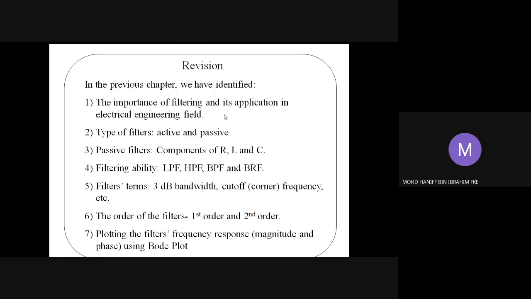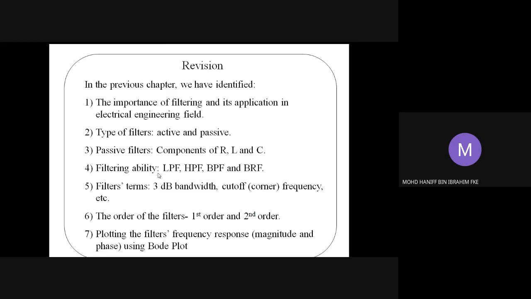Okay, we have learned about filters as a means of signal filtering used in AM modulation. Number two, we have learned about the active and passive types of filters, but our emphasis in this course is only on the passive type. Number three, we have learned about the passive components of the filters: R, L, and C.